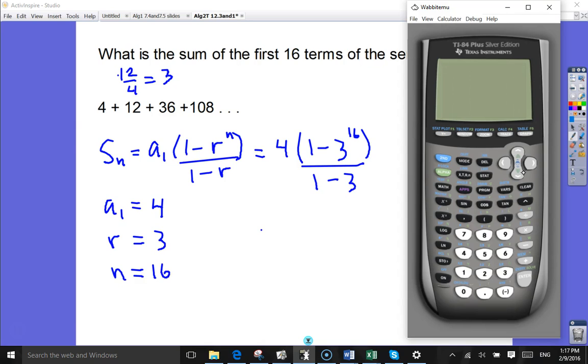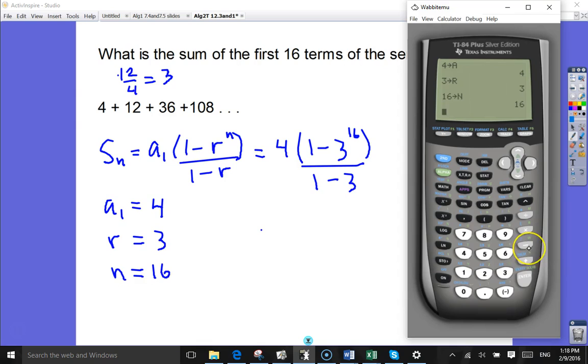So this is how you let the calculator understand the value of a variable or a letter. If I want A to be 4, then I do 4, and then I hit this STO button on the bottom left. You see a right arrow there? And then I hit alpha A. So 4 arrow A, enter. Now R is 3. So 3 store alpha, and I think that's on the multiply key. And then I want N to be 16. 16 store alpha, and that's on the log key.